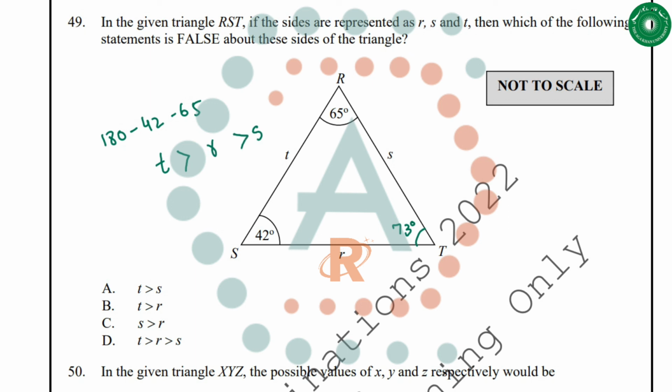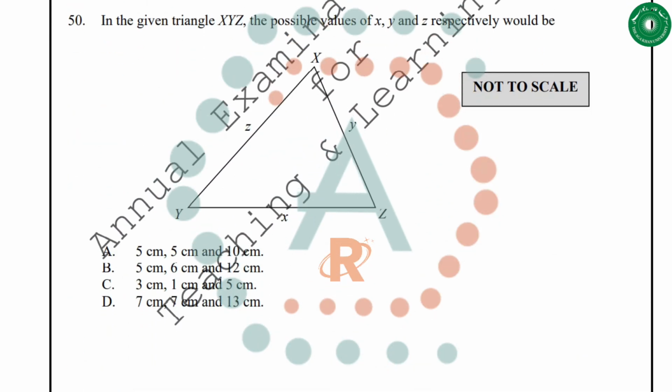So T is greater than R and R is greater than S. So we have to identify the false statement. So T is greater than S. This is correct. T greater than R. S greater than R and T greater than R greater than S. This is correct. So option C is the incorrect, in which R should be greater than S. So option C is the right answer.